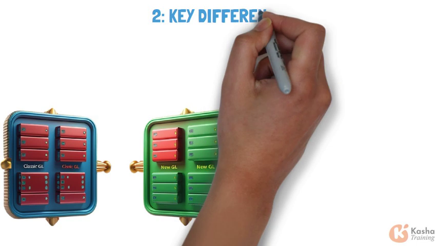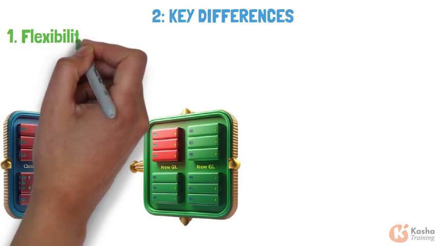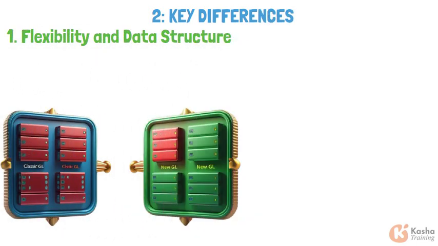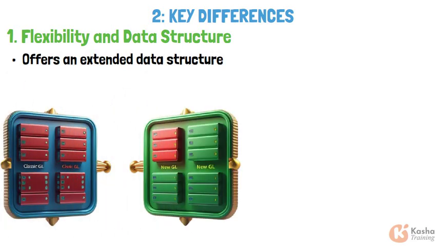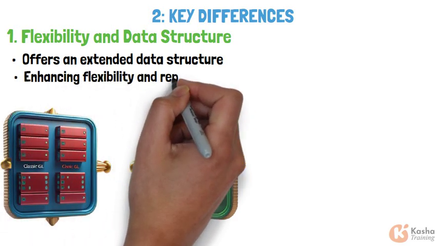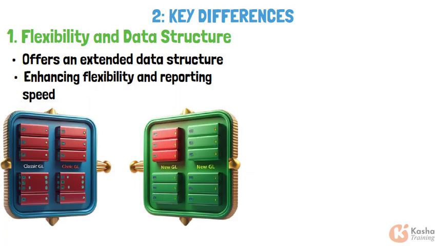2. Key differences. 1. Flexibility and data structure. New GL offers an extended data structure that consolidates multiple totals tables into one, enhancing flexibility and reporting speed. In contrast, Classic GL relies on separate tables, which can slow down reporting processes.